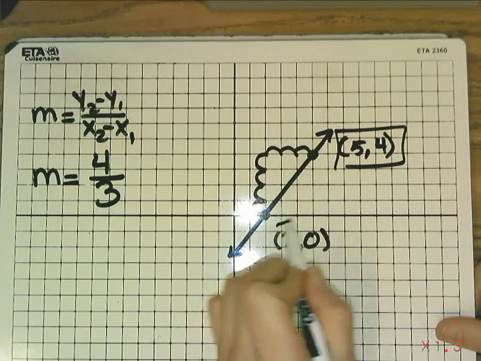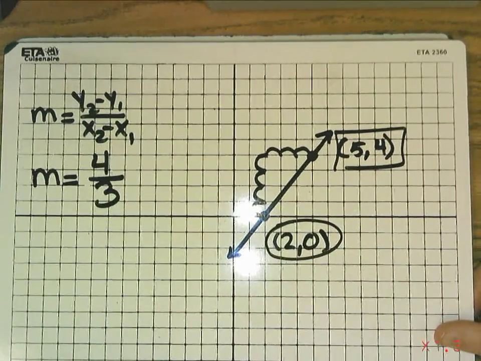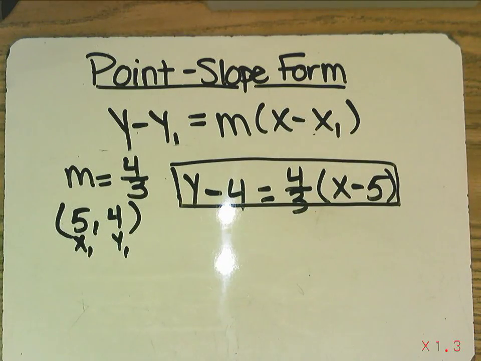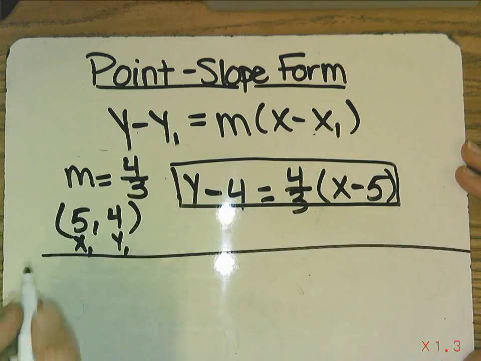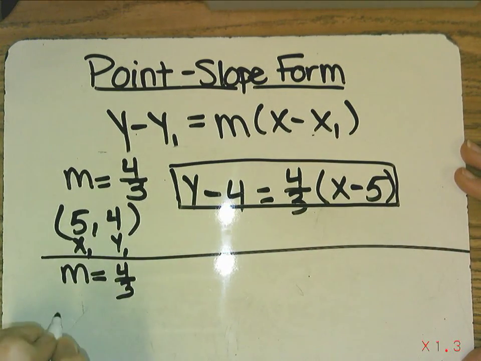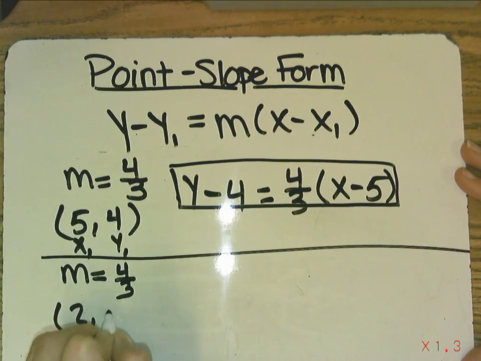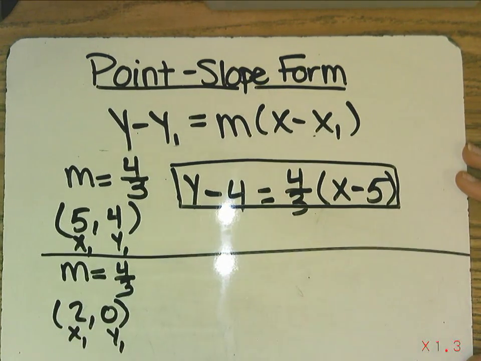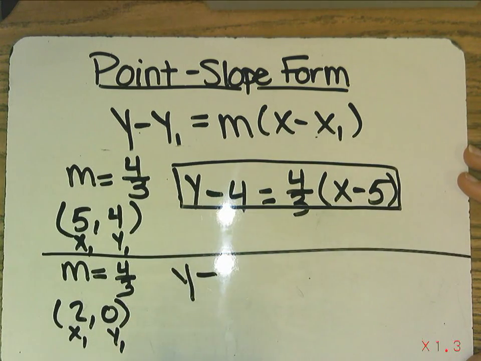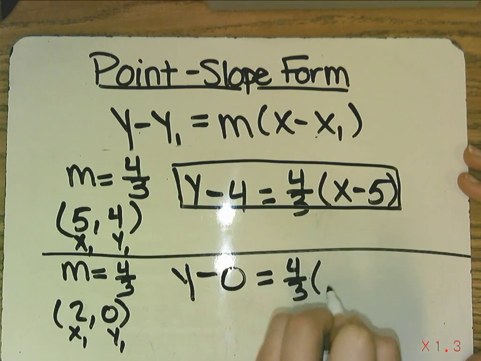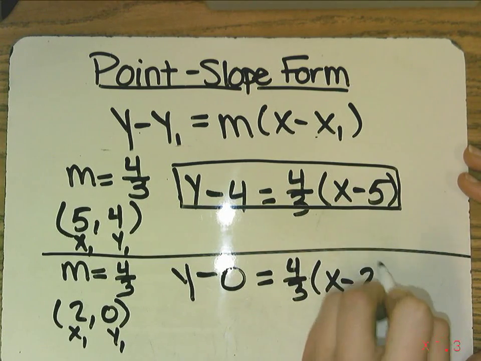Now what if you had picked the other point? What if we had picked the point 2, 0? What would our equation look like? Let's take a look. So now I still have a slope of 4/3 because it's the same line as before, but I'm working with the point 2, 0. So I'm going to label this x1, y1, and I would have y minus 0 equals 4/3 times x minus 2.